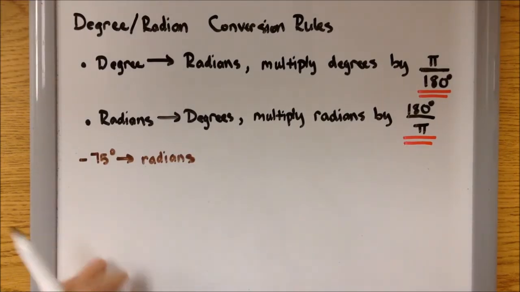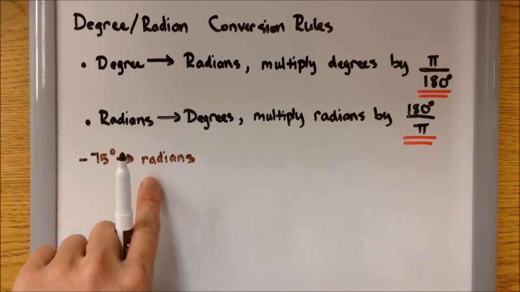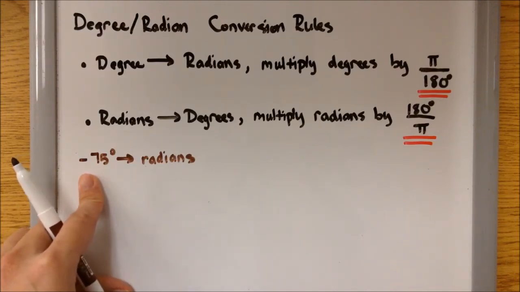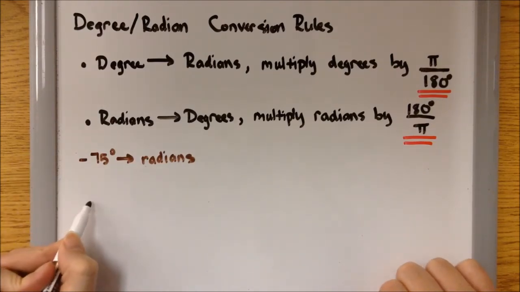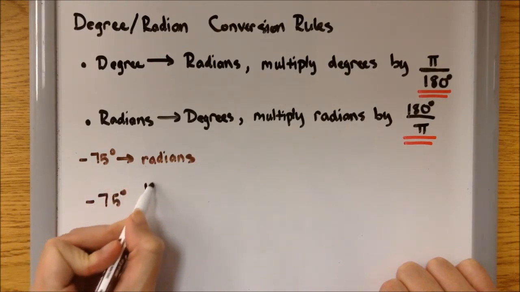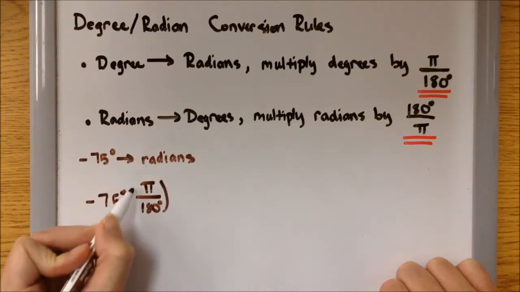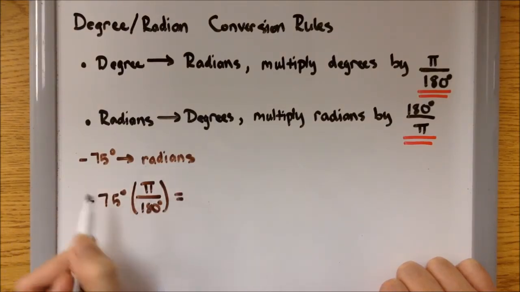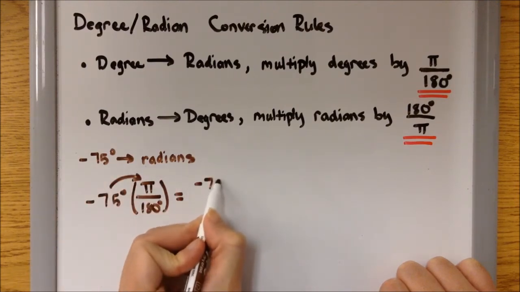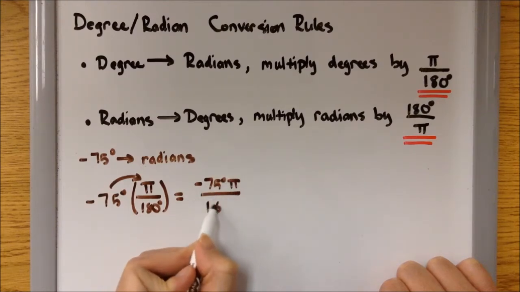In example 3, we have negative 75 degrees and we want to convert into radians. It's going to be the same process even though this is a negative degree. So I'm going to multiply negative 75 degrees by pi over 180 degrees. And again, the whole number times the numerator, that's all you got to do. So negative 75 degrees pi over 180 degrees.